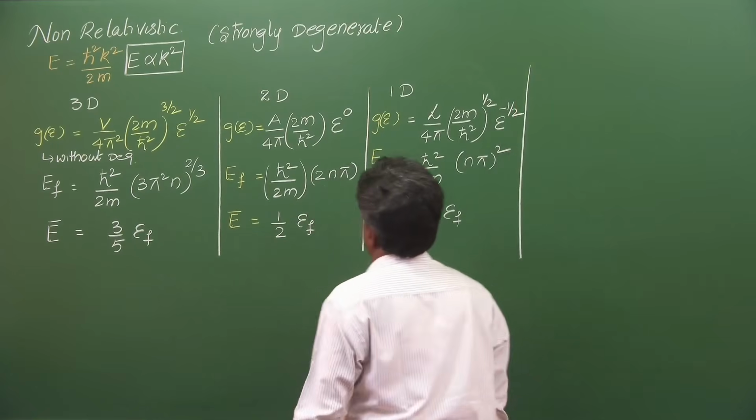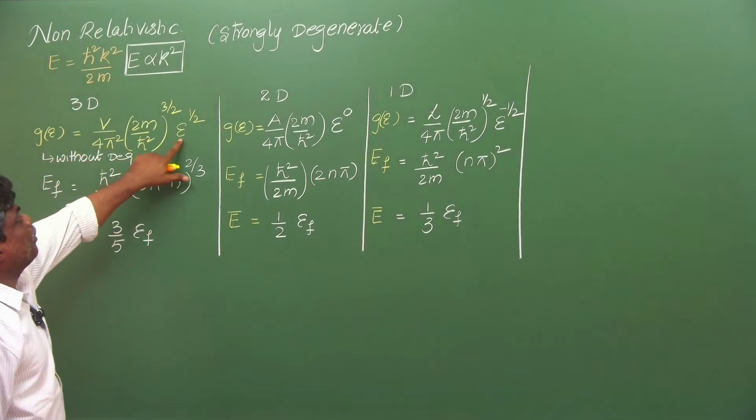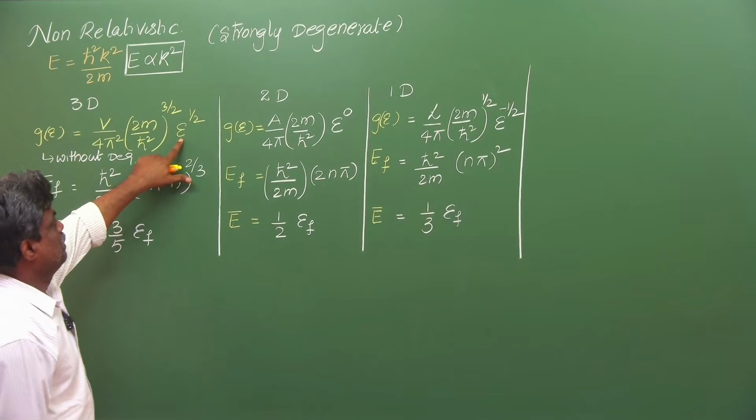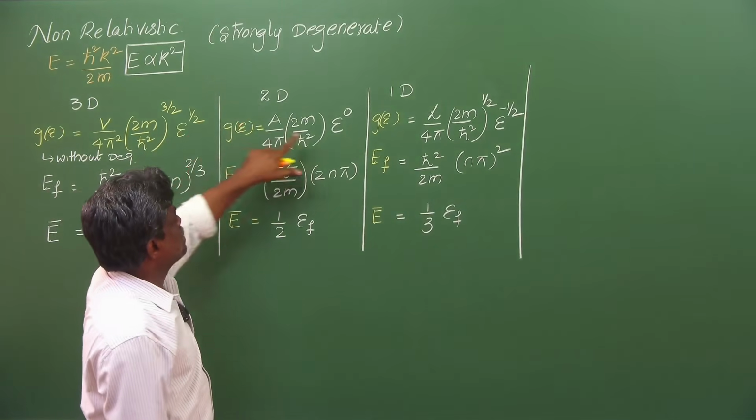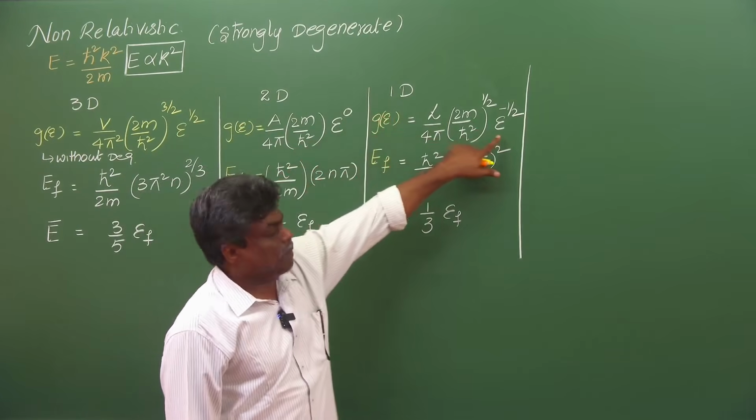Now listen carefully. In 3 dimension, density of states is proportional to what? In 2 dimension, density of states is proportional to what? In 1 dimension, density of states is proportional to what?